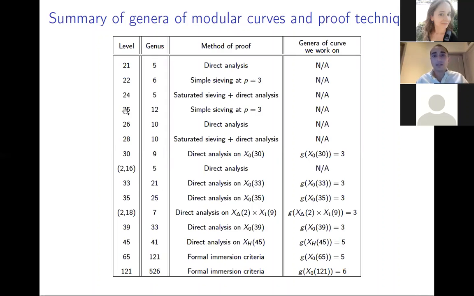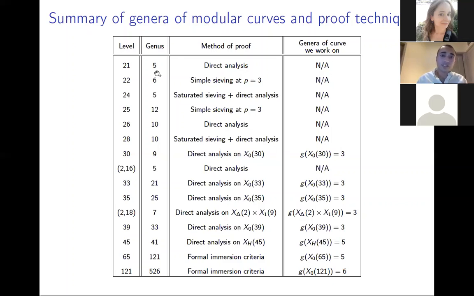And so here is a table which is summarizing the levels that we consider, the genera of the curves, and the methods. So you see most of the curves have higher genus. There are some terms called saturated sieving. A lot of times we do a direct analysis. Sometimes we use a sieving technique. And so sieving here is referring to the Mordell-Weil sieve.